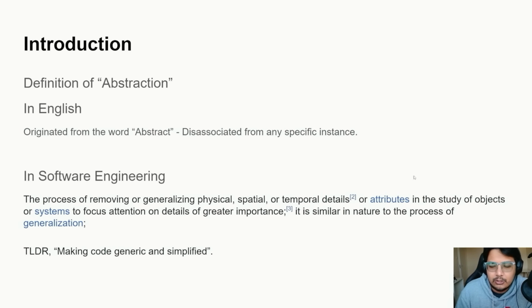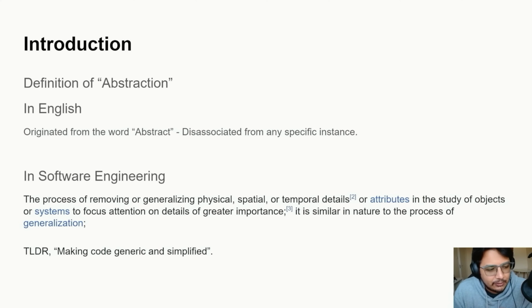All right, let's go to the introduction. Surprisingly, the definition in English is a lot simpler and shorter than the definition provided in software engineering. I was actually surprised by that, but in English, abstraction originated from the word abstract, which means to dissociate from any specific instance. Quite a clear and concise meaning, if you ask me.